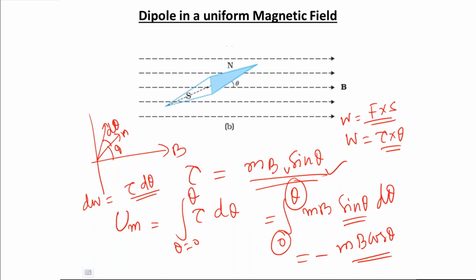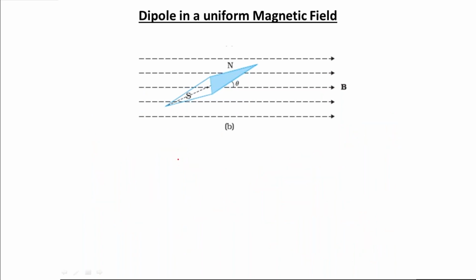Okay, so if somebody asks what is the work done or what is the potential energy of a magnetic dipole if the angle between the magnetic dipole and the magnetic field is 30 degree, then you have to write mB minus mB cos of 30 degree. Okay, so then you get the potential energy stored in that dipole. So I have got the magnetic potential energy U is minus mB cos of theta.